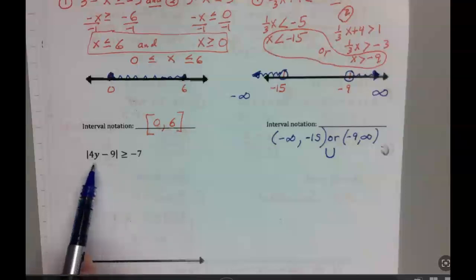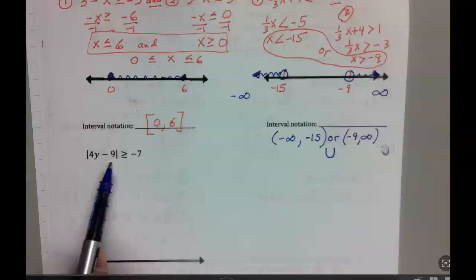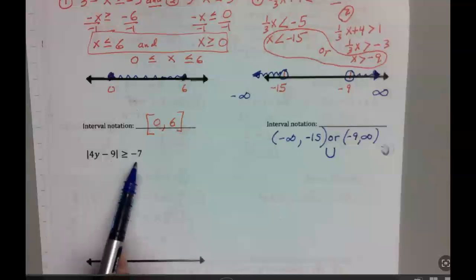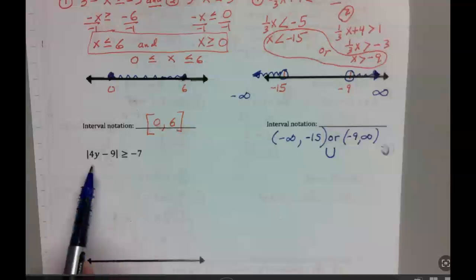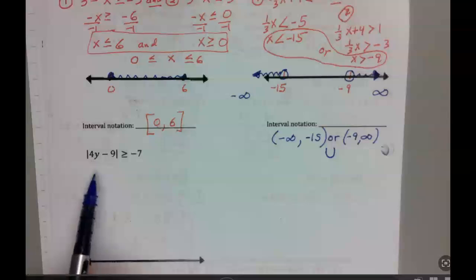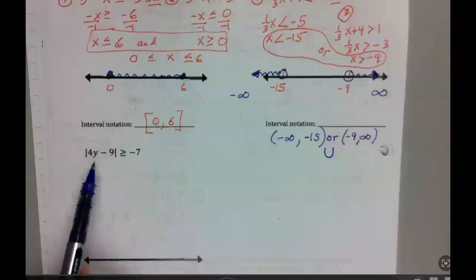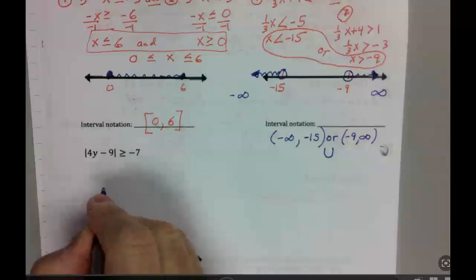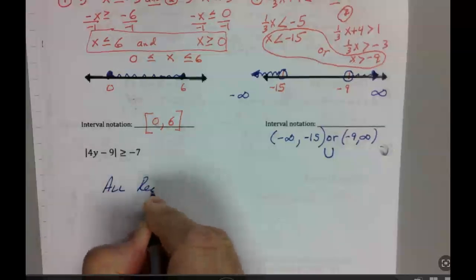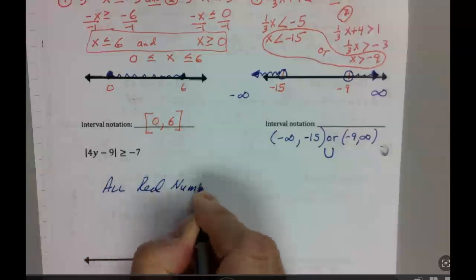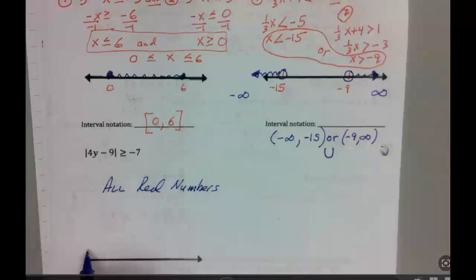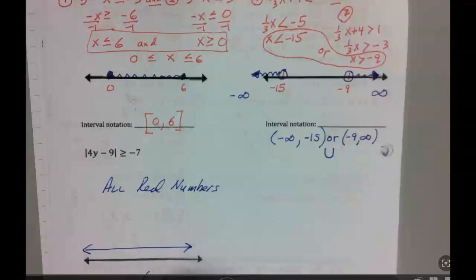Pick a positive number. Say, I don't know, 10. 4 times 10 is 40 minus 9 would be 31. The absolute value of 31. Is it greater than negative 7? Pick a negative number. Say negative 3. 4 times negative 3 is negative 12 minus 9 is negative 21. The absolute value of negative 21 is positive. So no matter what I get for y here, it will always be what? Greater than, won't it? So this one here is all real numbers. So your graph would be this right here, and interval notation would be negative infinity to positive infinity.